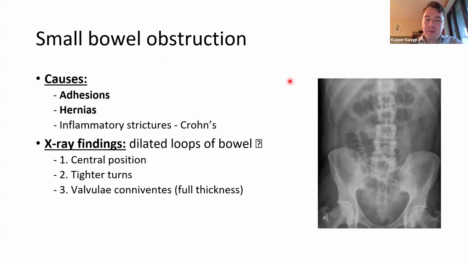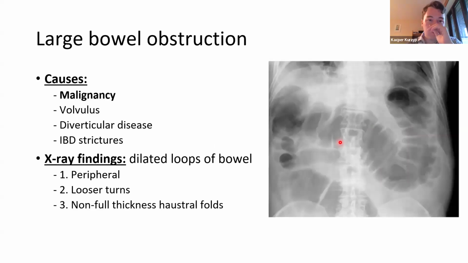Now, on X-ray you will find dilated loops of bowel, and the clues to point you towards a small bowel obstruction, like in here, are central position rather than peripheral. There are multiple twists and turns, and they tend to be quite tight. And the key one is valvulae conniventes. So you can see these rings that go all the way through from one edge of the bowel to another edge. And these are characteristic for the small bowel.